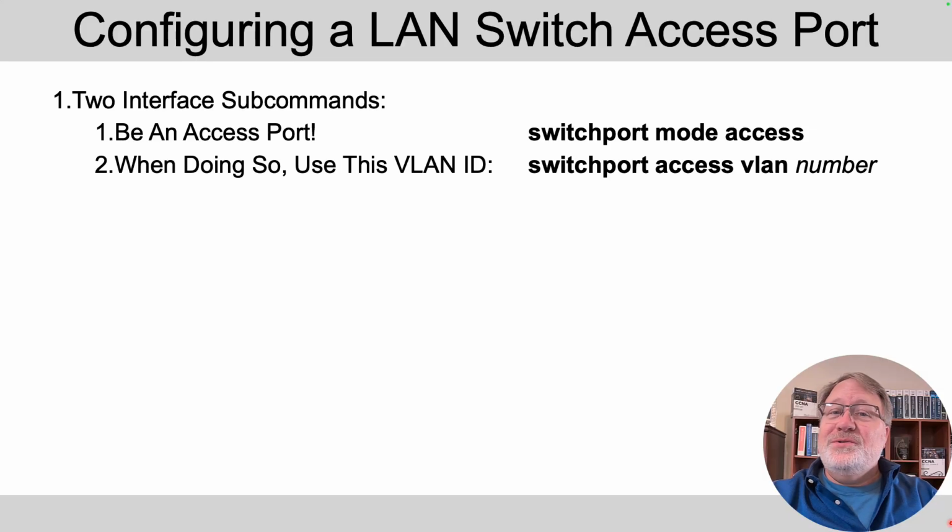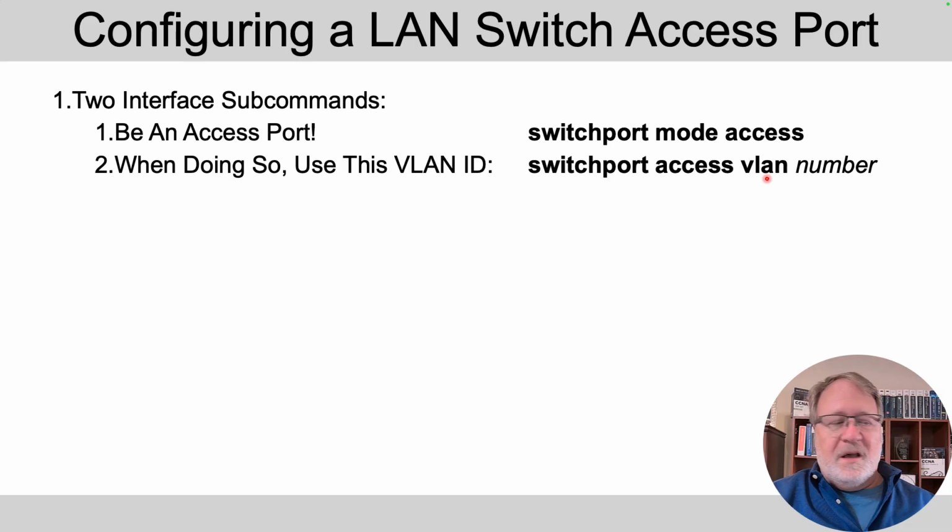So you need two interface subcommands on a port to make it be an access port and be in a particular VLAN, and that's to configure those two things. These are the commands over on the right. So one command says be an access port, switchport mode access. The switchport mode command tells the port how we want it to behave, and then the switchport access means, hey, parameters when you're an access port, switchport access vlan, and here's the VLAN number that we want that port to use.